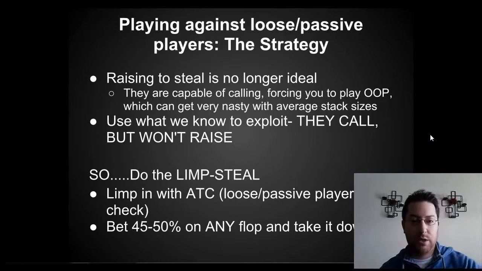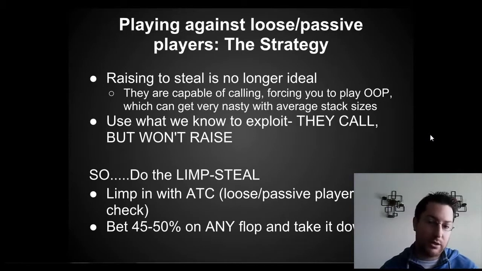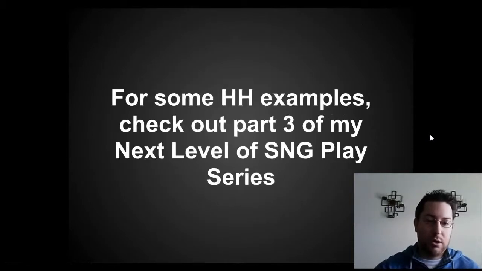If it's an ABC reg, we can raise. We don't really want to limp against them because they're probably going to raise over top of our weak play of limping. These guys, the loose passive ones, we can exploit them by limping and not necessarily stealing. And as I said, for some hand history examples of that, check out part 3.